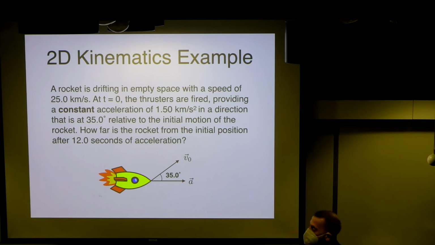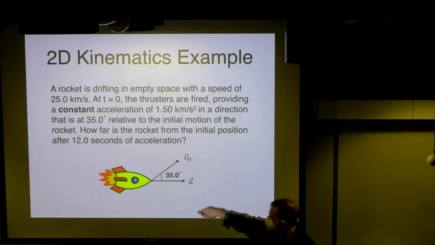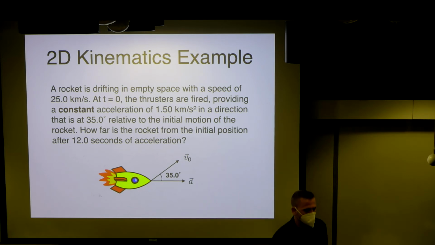So the question is, how far does the rocket move after 12 seconds of that type of acceleration? Now this is a perfect example of how to use our 2D kinematic equations, because this motion is not just going to be along a straight line, because our velocity and our acceleration are actually at some angle with respect to each other.